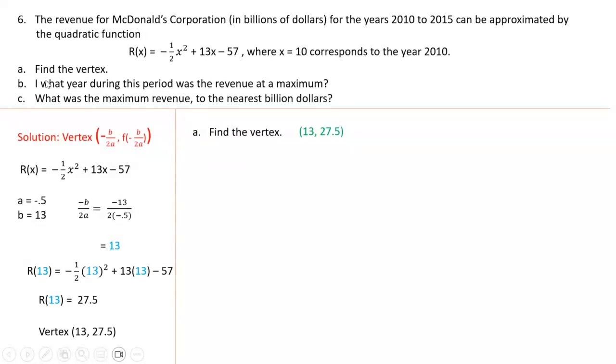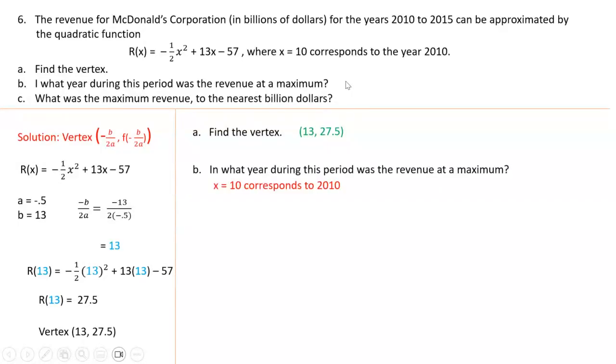Now for part B, it says, in what year during this period was the revenue at a maximum? The x part will be the answer for part B, and the y part of the vertex will be the answer for part C. But we go back here, where it says x equals 10 corresponds to the year 2010. So if x equals 10 is the year 2010, then 13 must be the year 2013. So the answer is in 2013 the revenue was at the maximum.